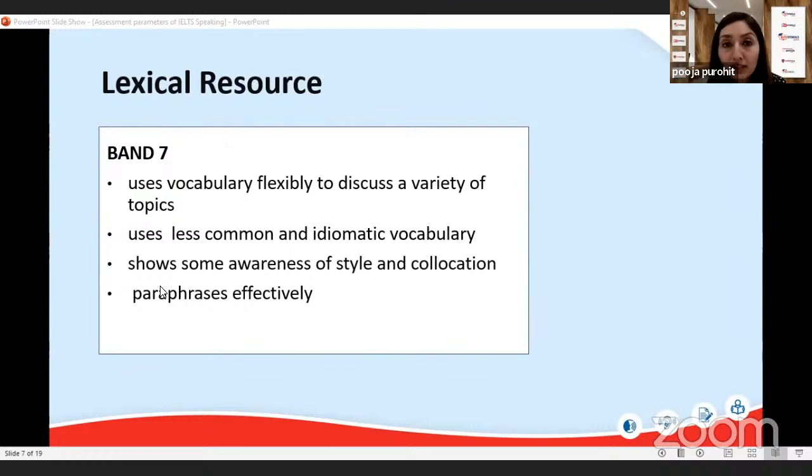Like Veena just said, that repetition of words. So you don't have to repeat the same set of words. If you are repeating words again and again, that means you have a very limited vocab, right? It's essential that you find synonyms for different words.